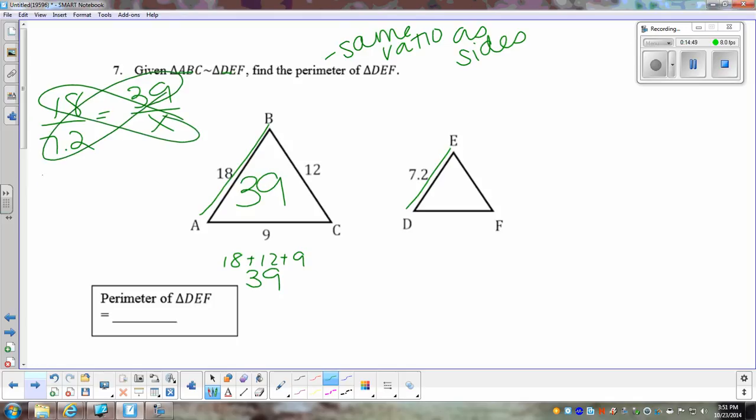Cross multiply. And I get 280.8. Divide that by 18. My perimeter is 15.6.